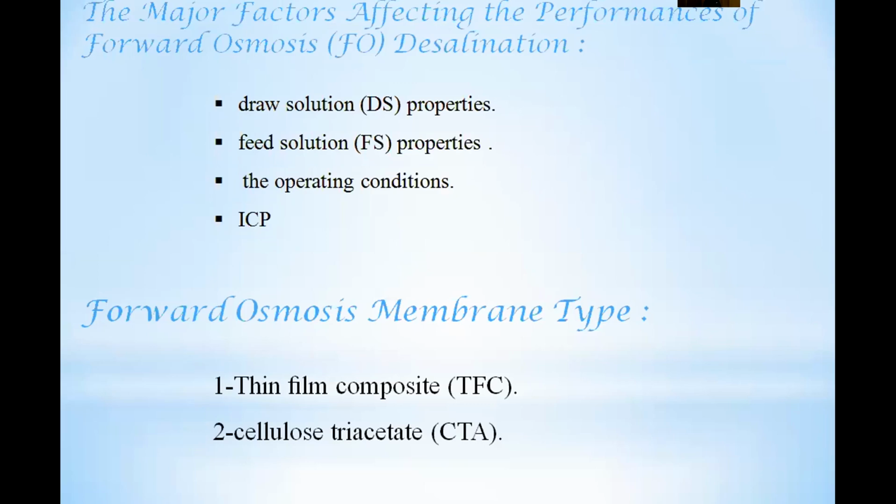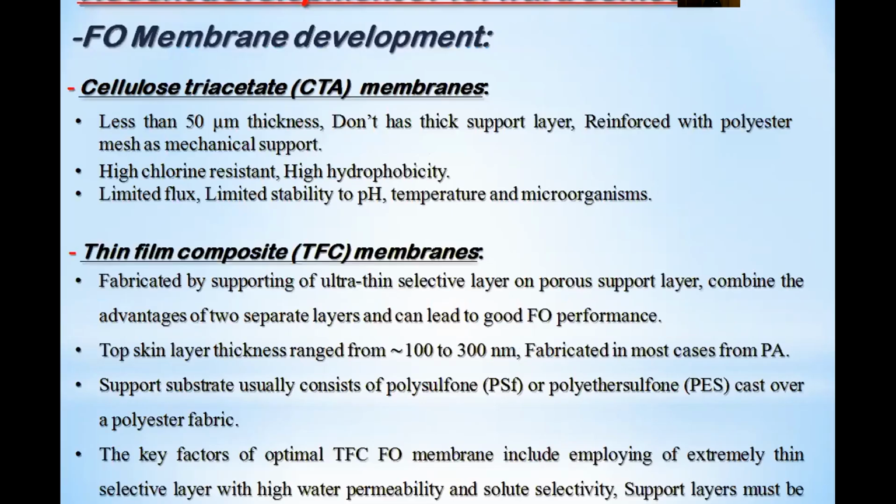There are two major types of forward osmosis membrane. There are many factors affecting forward osmosis: draw solution properties, feed solution properties, the operating conditions, and internal concentration polarization. The forward osmosis membrane has two types: thin film composite and cellulose triacetate.